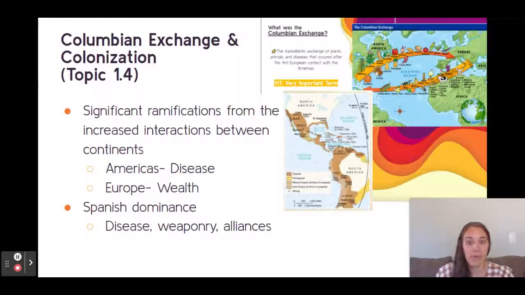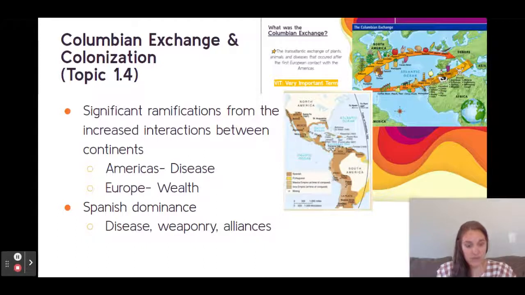Okay, big thing here. The Columbian exchange, your very important term, probably the most important term from period 1. This is going to basically describe the ramifications that occurred because of the increased interactions. As you can see on this map, there's a whole variety of things going from continent to continent. But primarily what you want to know is that the largest impact on the Americas was disease. As high as 90% of American Indians died as a result of diseases such as measles and smallpox.